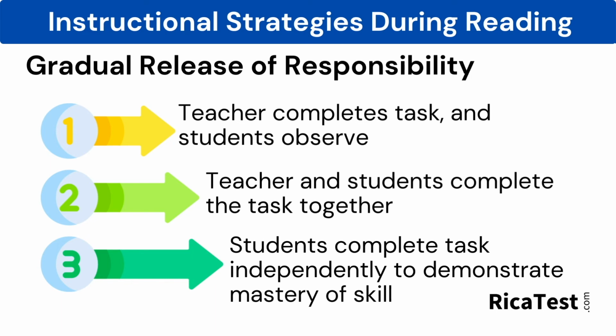An easy way to remember the gradual release of responsibility method is I do it, we do it, and you do it. This, in the first step, remember, is where the teacher completes the task and the students observe it. The second step here is the teacher and the students complete the task together with a bit of support from the teacher. And then the third step is where the students complete the task independently in order to demonstrate to the teacher who has mastered this skill.